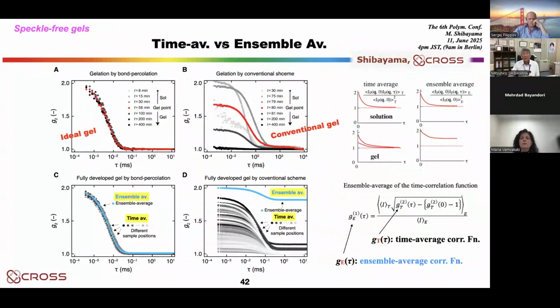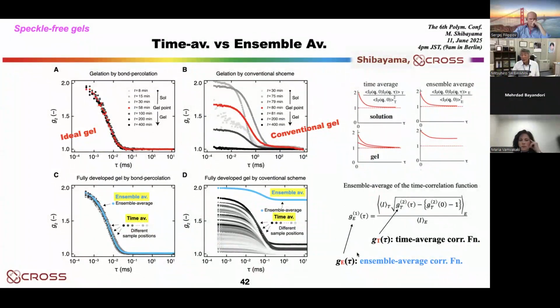And also time average versus ensemble average. There are two averages, remember? The time average and the ensemble average. In a solution, they don't change; those are identical, but in a gel there is a difference.